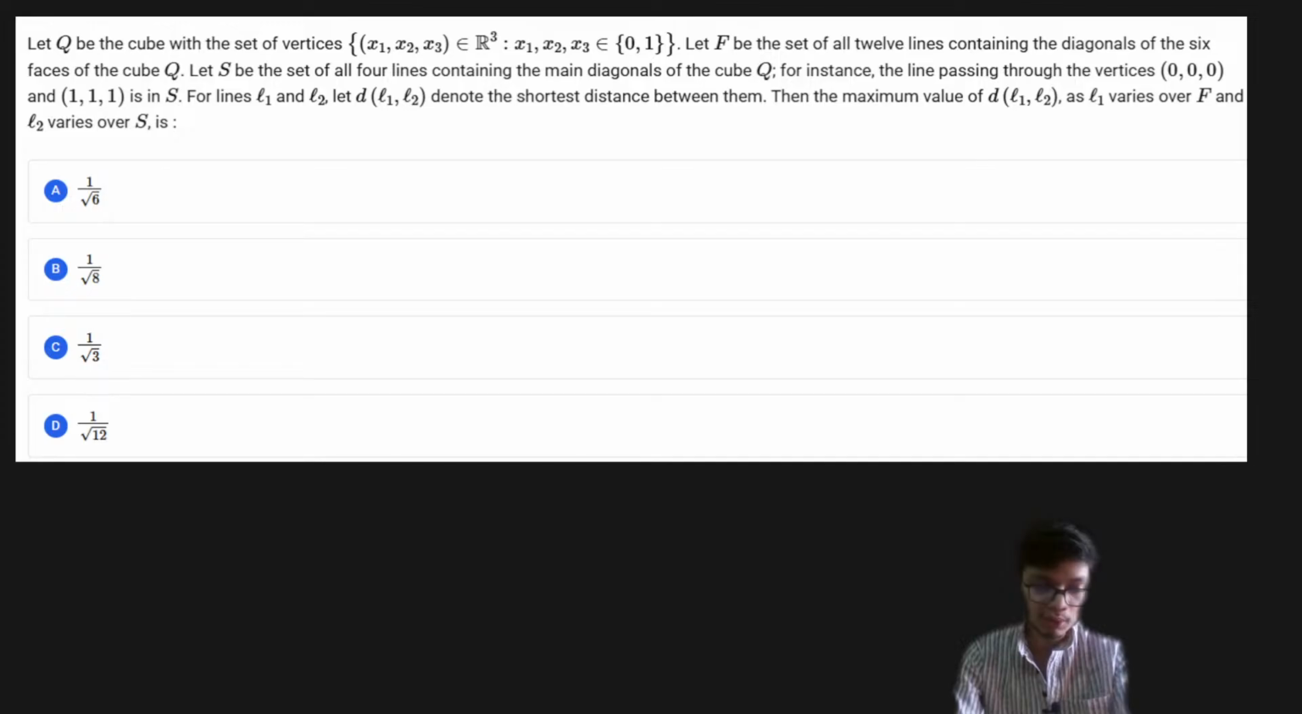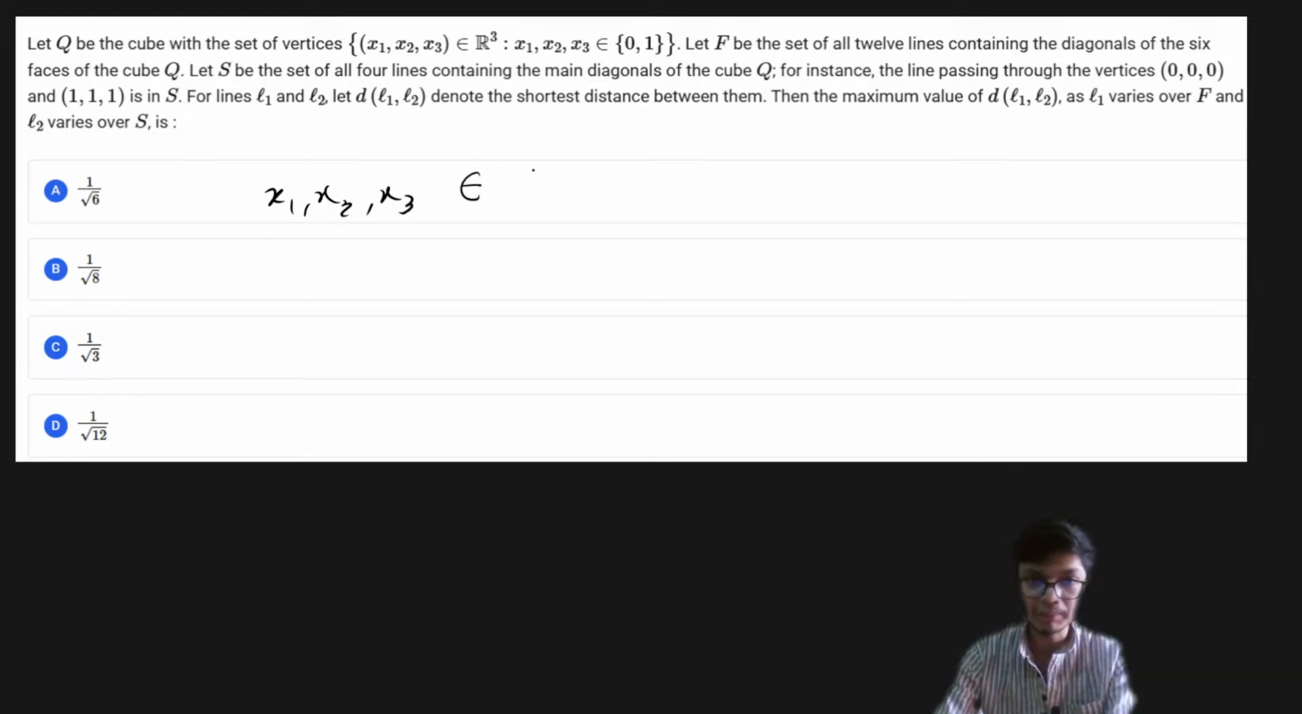If you look at this problem, it is talking about applications of geometry. It is said that there is a cube whose vertices are set as x1, x2, and x3, which all belong to the real numbers. And it is said that x1, x2, and x3 consist of only 0 and 1. So x1, x2, and x3 are basically from the set {0, 1}, so they will be either 0 or 1. That is an important piece of information that is given to you.